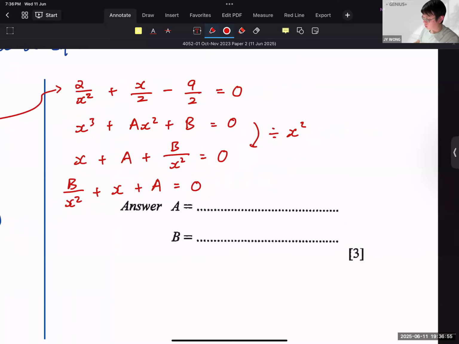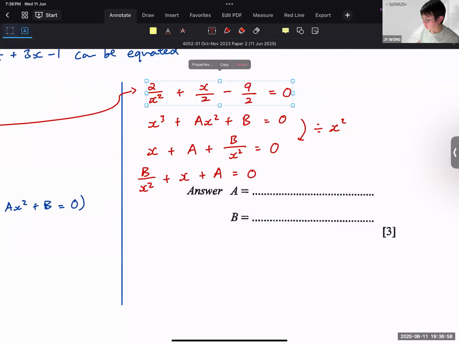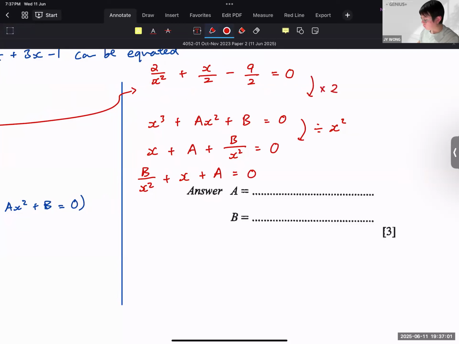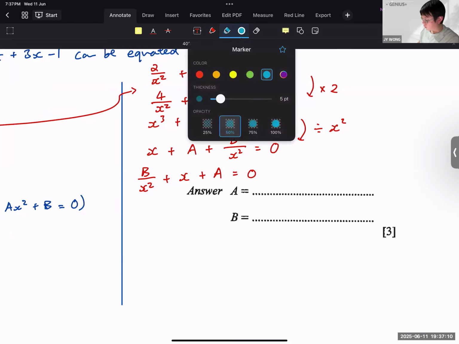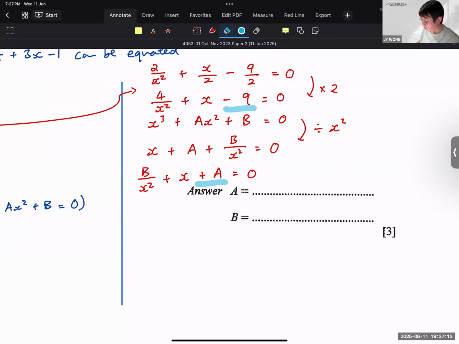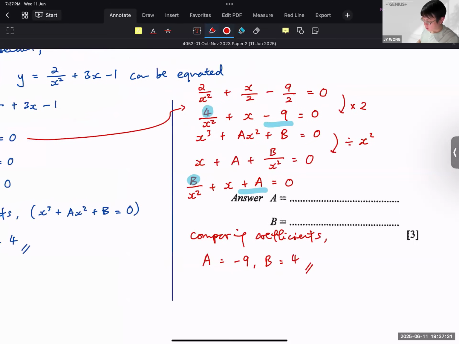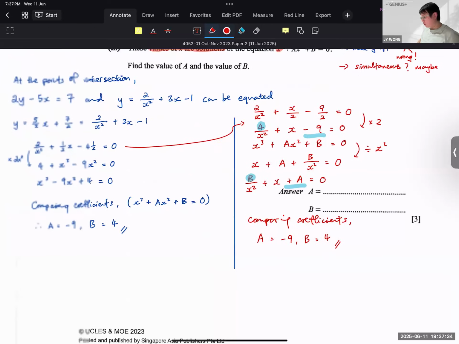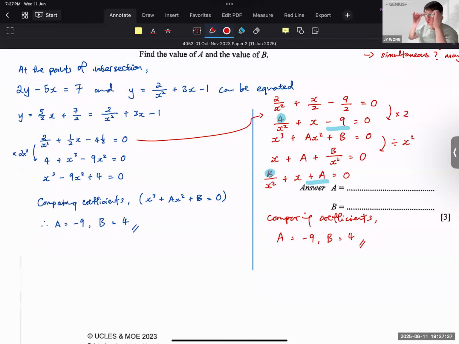Then obviously what I need to do here, I want to get rid of the denominator, right? I will times 2 here. So I will get 4 over x squared plus x minus 9 equals 0. So again, same idea, comparing coefficients. a equals -9, b equals 4. Same application, same idea, different application. We do it in a slightly different way.